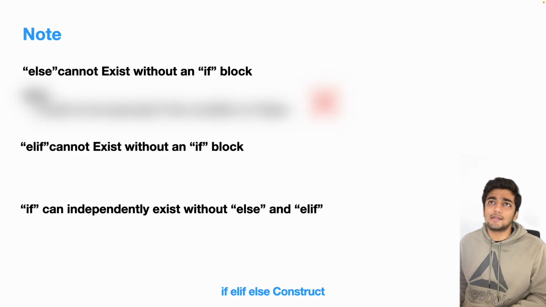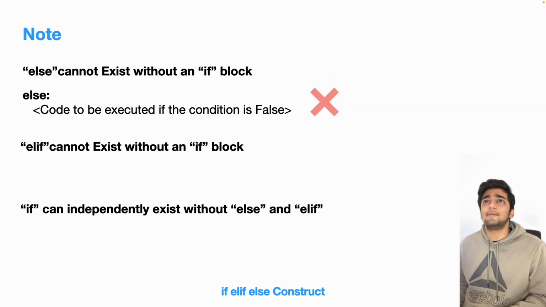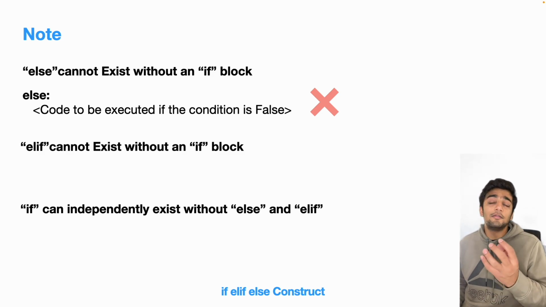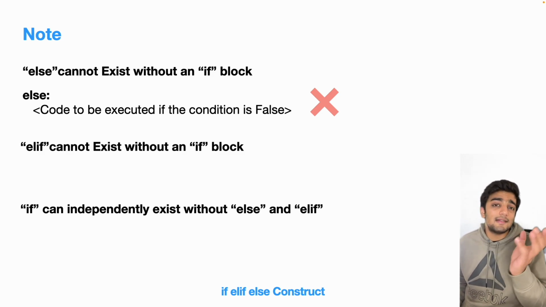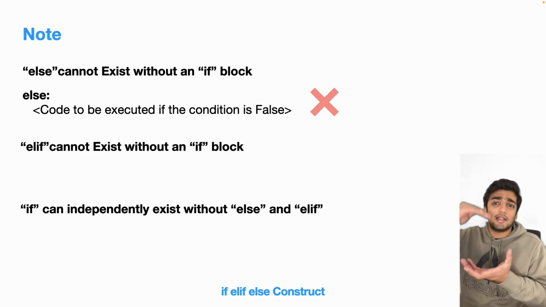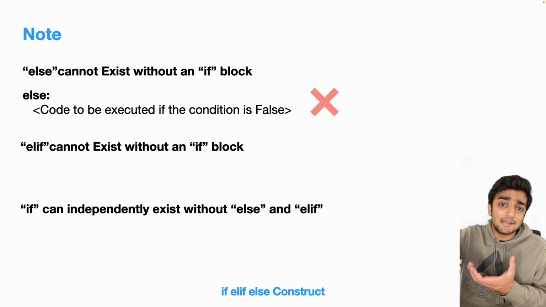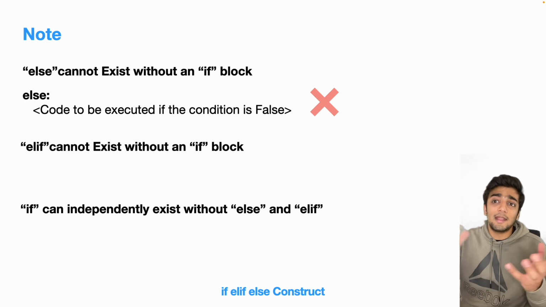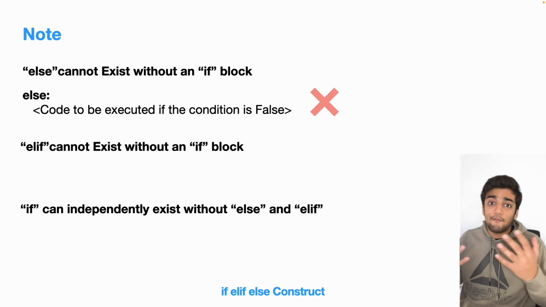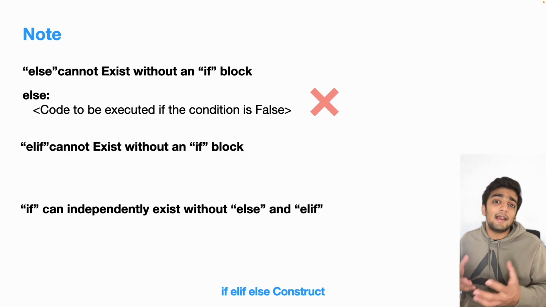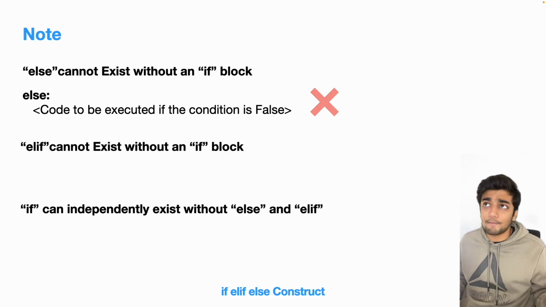Let's take some examples. For the first one, where an else block cannot exist without an if block, it basically means that you can't just write an else and then some code, because there's no if condition before the else to do something else if something's false, right? So you just can't write an else without an if.